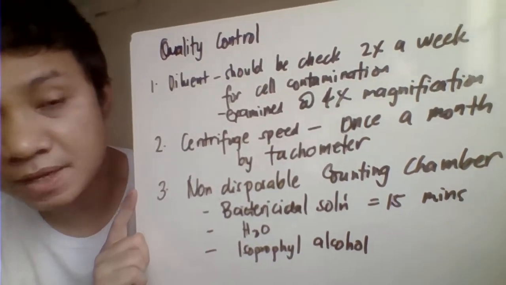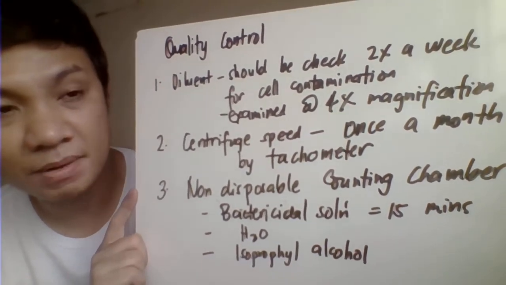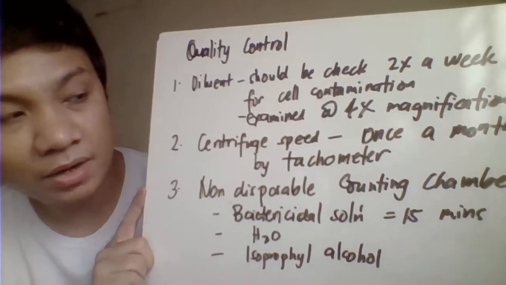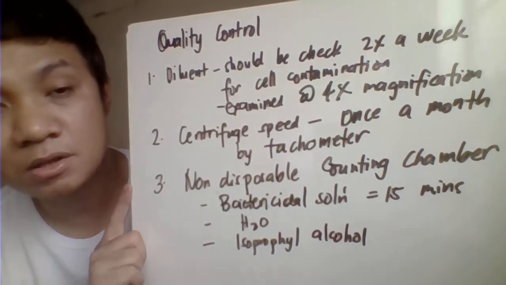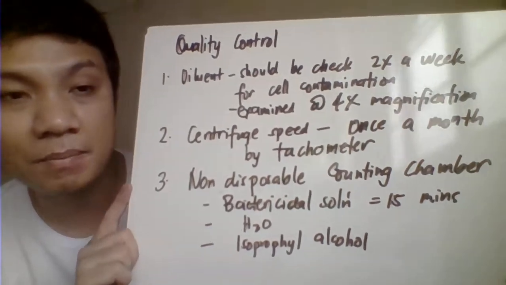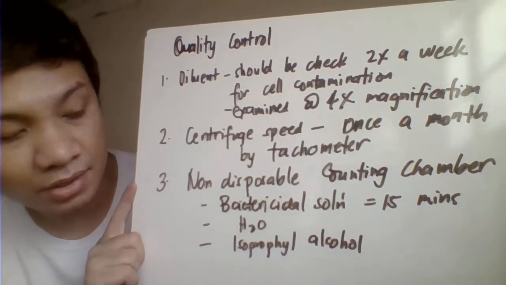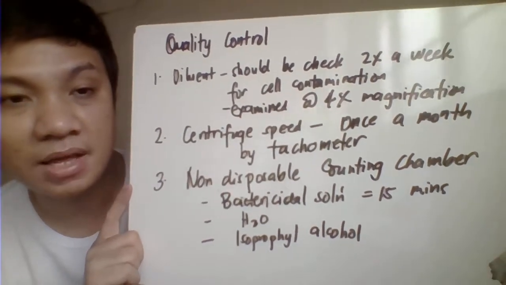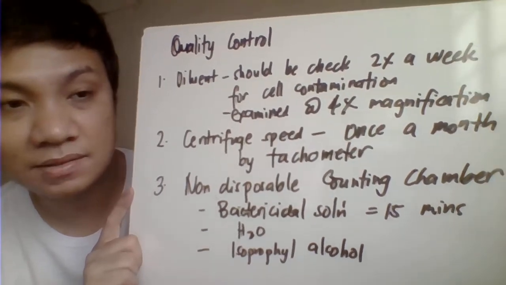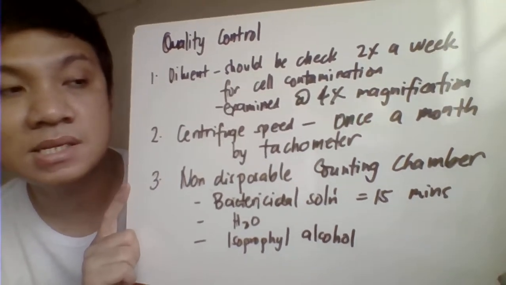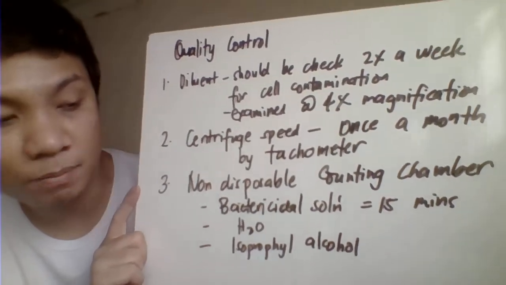By examining, you get a sample of your diluent and examine it under the microscope at 4x magnification. Another one, your centrifuge speed should be checked once a month with the use of a tachometer to check if it is working properly with the speed. And for your non-disposable counting chamber, you need to rinse it first with a bactericidal solution for 15 minutes, then rinse with water, and end up drying with isopropyl alcohol.